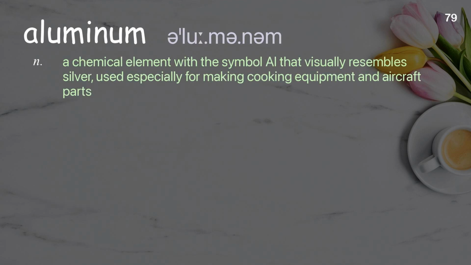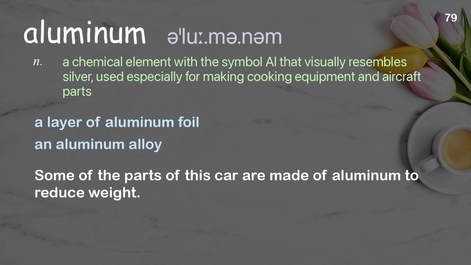Aluminum. A chemical element with the symbol Al that visually resembles silver, used especially for making cooking equipment and aircraft parts. Examples: A layer of aluminum foil. An aluminum alloy. Some of the parts of this car are made of aluminum to reduce weight.